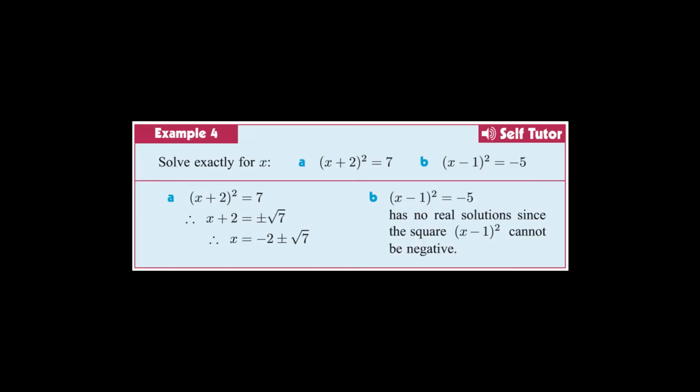These examples are pretty straightforward. So in both examples, we can start by square rooting both sides to solve for x. Note that in b, we cannot square root a negative number. So in example b, there's no real solutions.